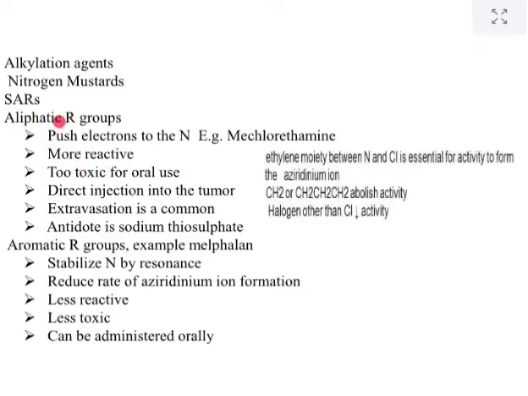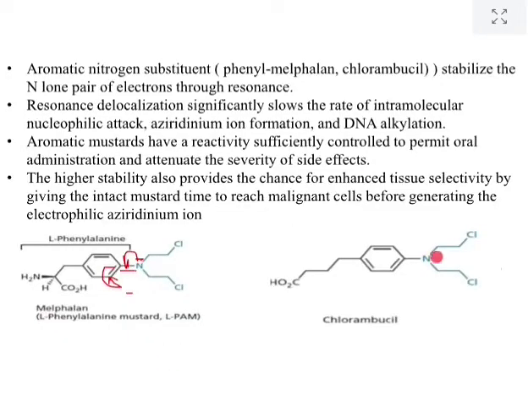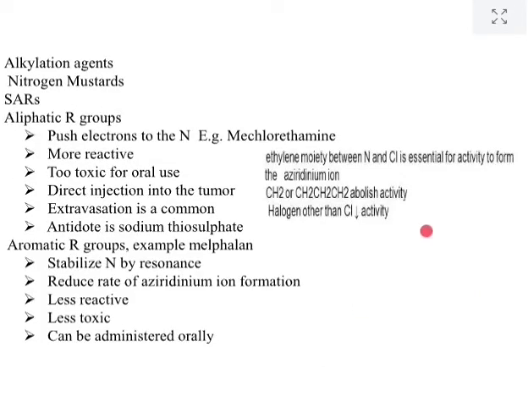Very simple. Mainly, we are changing the R group. But we can say, first and foremost, the ethylene moiety between nitrogen and the chloro group is essential for activity to form the aziridinium. So we must have the ethylene moiety. The ethylene moiety is this group here. This is our ethylene moiety there. So that moiety or that alkyl group is necessary to allow us to form the aziridinium ion.